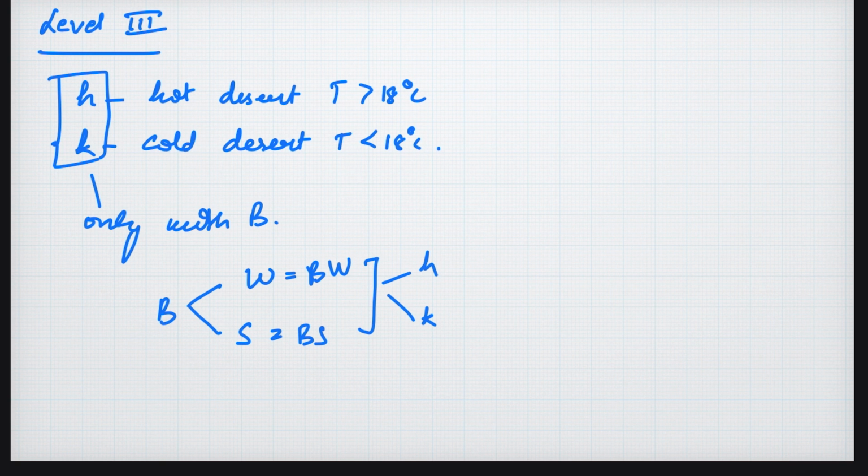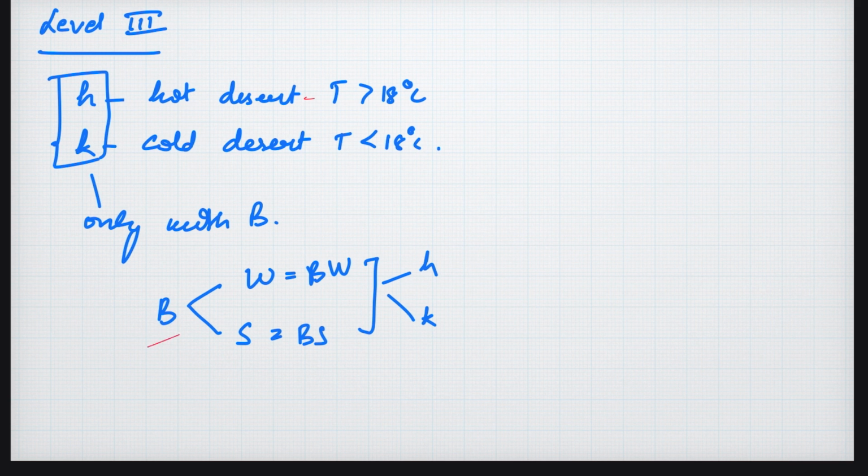Now coming on to the third level of division, that is further subdivision into h and k. These are small case letters. h represents hot desert type of climate where the average temperature remains above 18 degrees Celsius throughout the year, and k represents cold desert type of climate where temperature would remain less than 18 degrees Celsius, and these are used only with B type of climate.